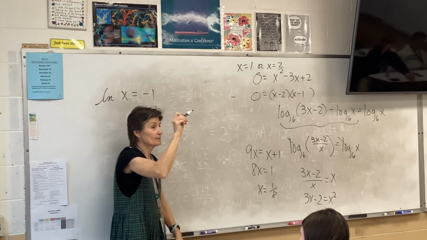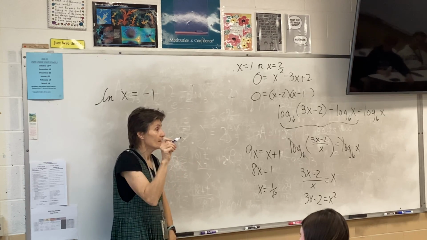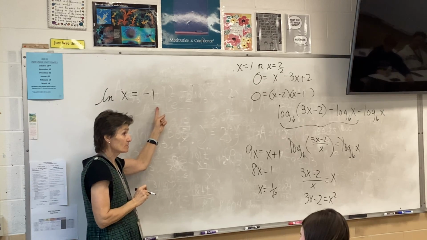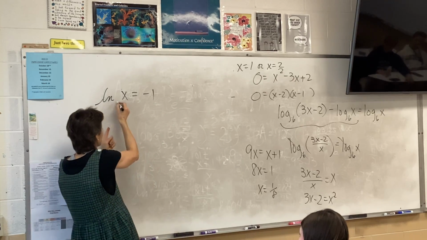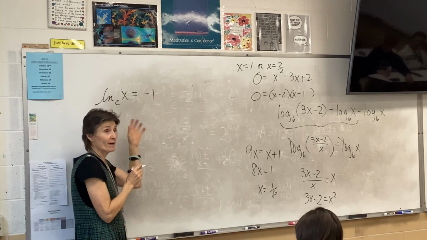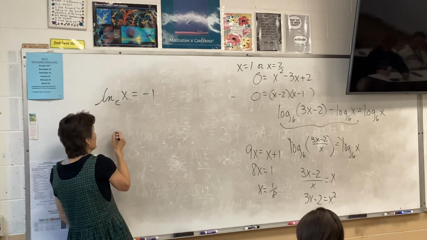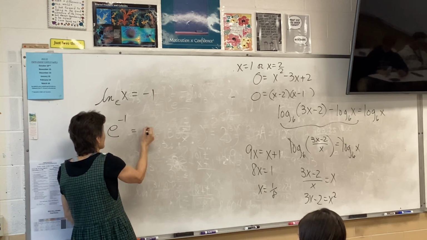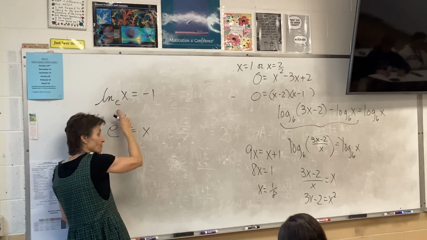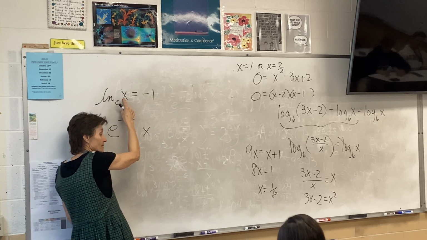Okay, Declan's back there. He's been absent forever, and he's back there going like this, because don't we have log equal a number? This is a logarithm. The base is e, and when we have log equals a number, we loop-de-loop. So here we go. Start with the base. E to the negative first equals x.